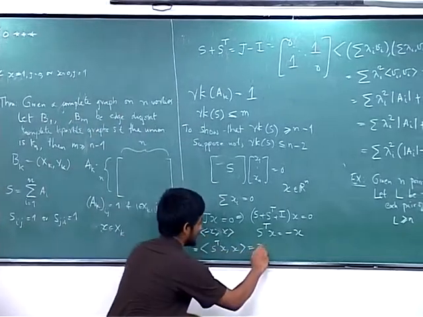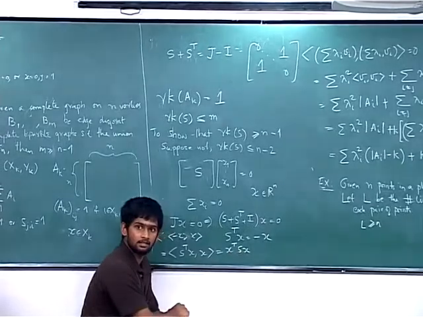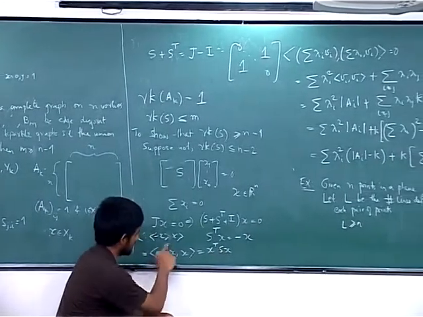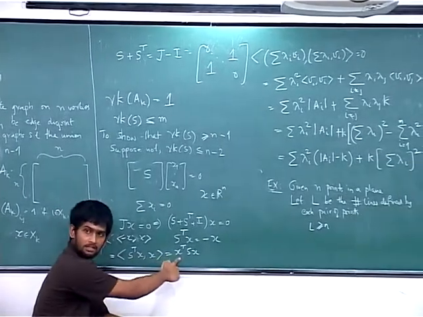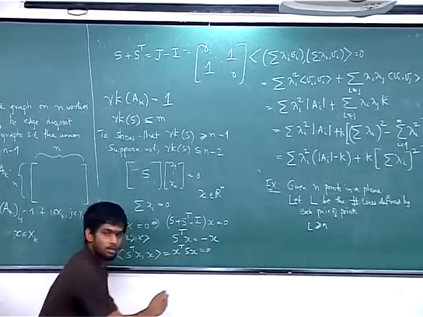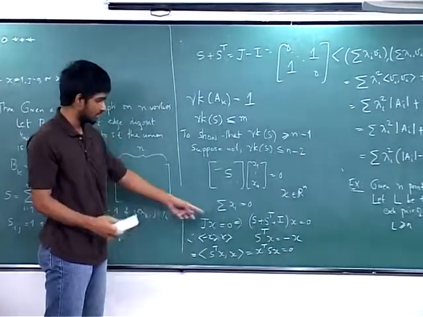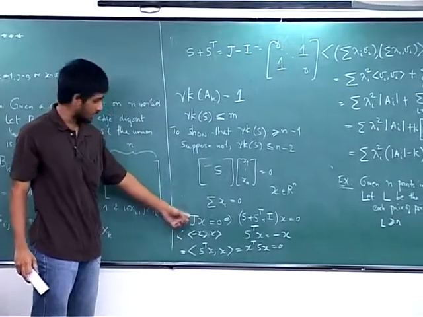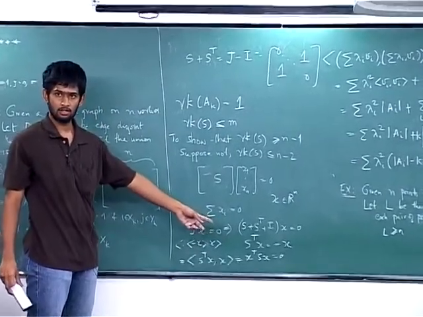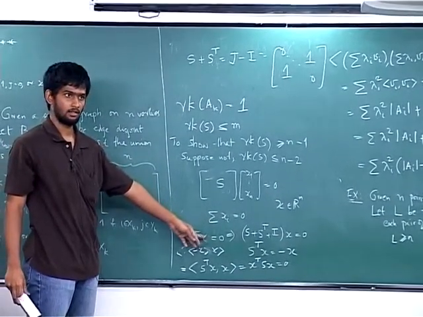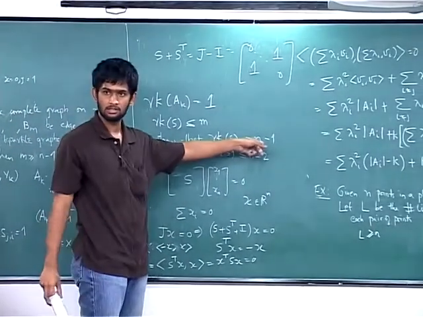This is nothing but x transpose Sx, right? This is S transpose x, transpose, times x, and that is nothing but this. This is equal to 0 because Sx is 0. But this is a contradiction. You can't have a non-zero vector whose inner product with itself is 0, right? So the rank cannot be less than n minus 1, it has to be at least so much.